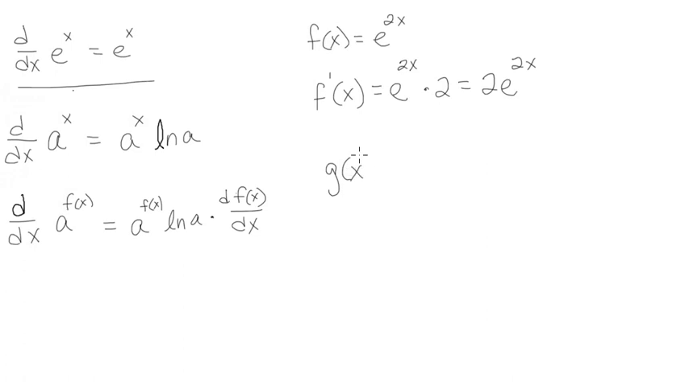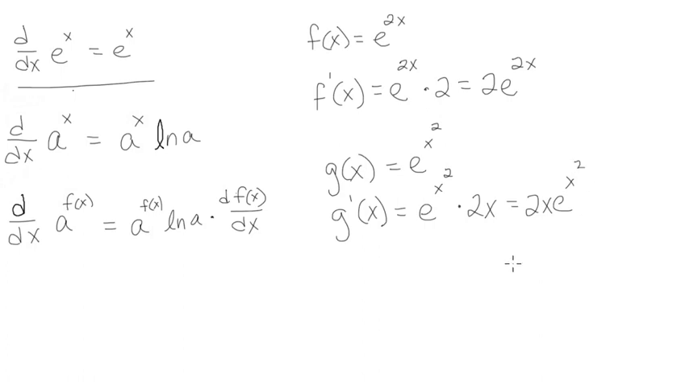If you have a function where you have e to the x squared, the derivative of that function will be e to the x squared times ln of e, which is 1, times the derivative of x squared, which is 2x, or just 2x e to the x squared. Notice here that the power of x squared is only applying to the e. The 2x is not raised to any power.